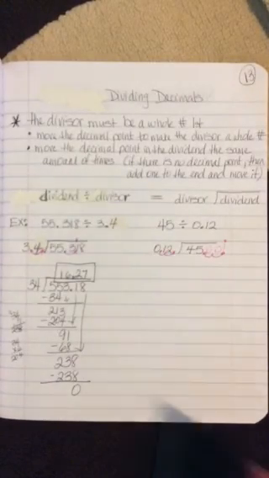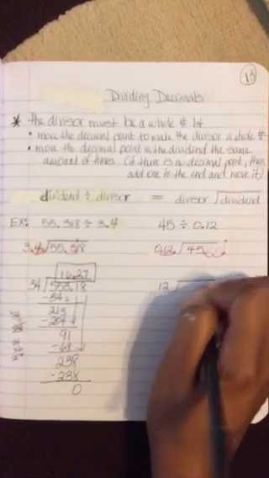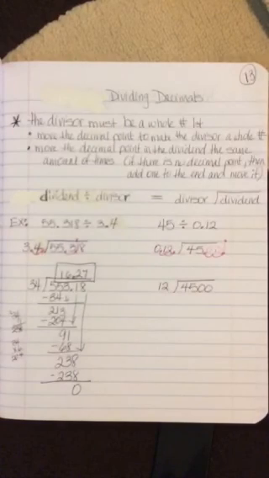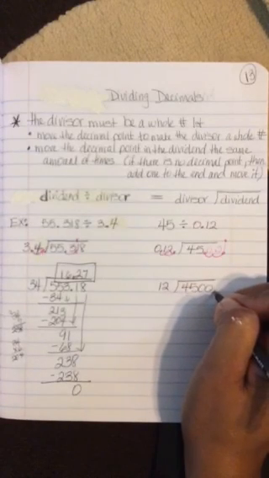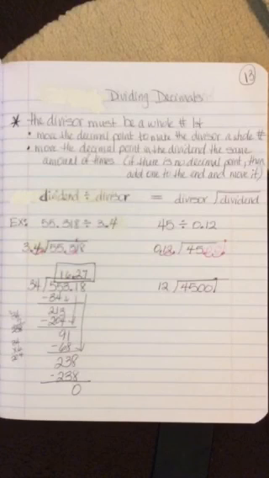So technically, I am dividing 12 into 4,500. And then you can do the division from there and get your answer. If you end up with a decimal, then you know that your decimal point should be right back here.